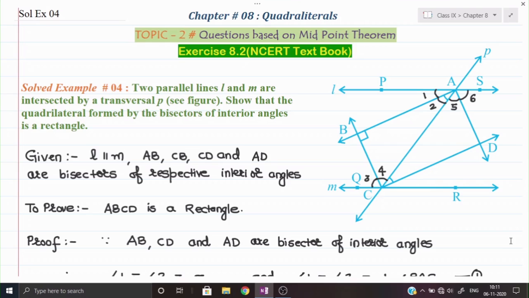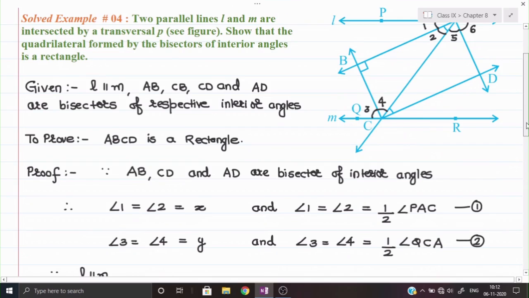So here let us see how we can prove the angle A is equal to 90 degree. See, already we have angle 1 and angle 2 are equal, and its value we have supposed by x and x. Similarly, since AD is also the bisector, so we can say that angle 5 and angle 6 will be equal. So that we will mention first.